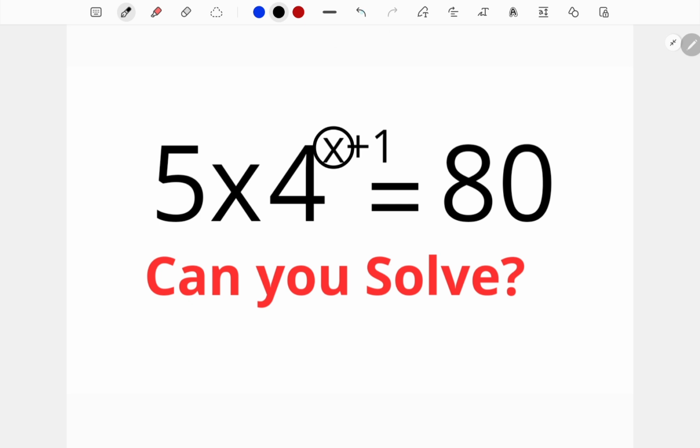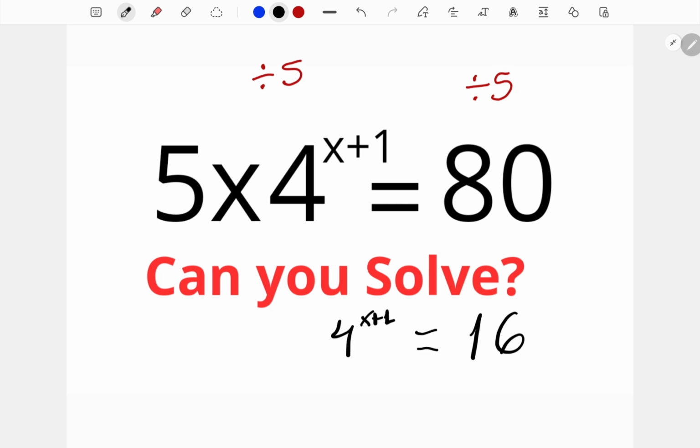Let's start by isolating the exponential part of the equation. To do this, we divide both sides of the equation by 5. So we have 4 raised to the power of x plus 1 equals 80 divided by 5. We know that 80 divided by 5 equals 16. Therefore, the equation now is 4 raised to the power of x plus 1 equals 16.